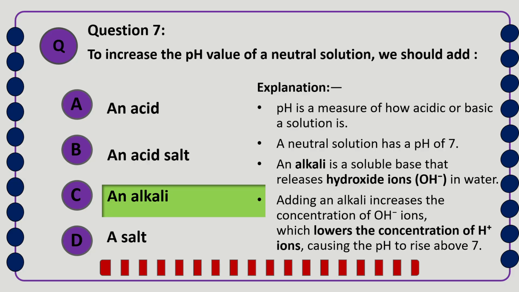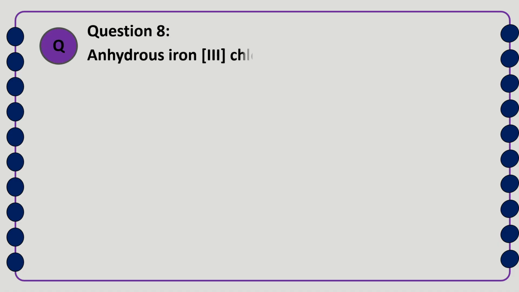A neutral solution has a pH of 7. An alkali is a soluble base that releases hydroxide ions in water. Adding an alkali increases the concentration of hydroxide ions, which lowers the concentration of hydrogen ions, causing the pH to rise above 7. I hope this is clear. If you don't know, kindly revise this concept once again from Chapter 3. Let's proceed with question number 8.